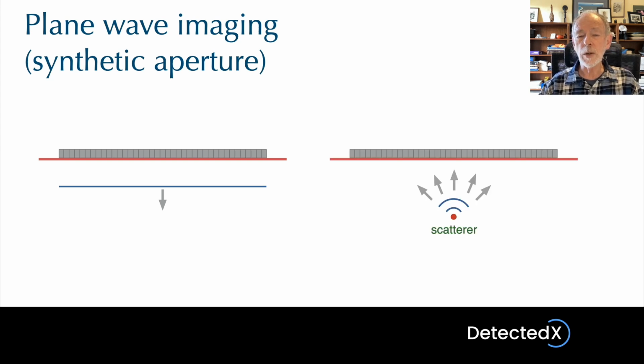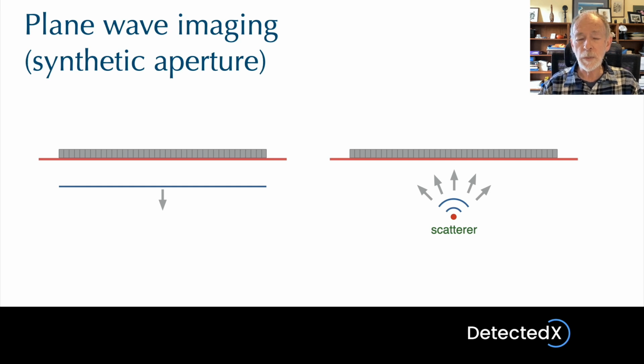On the right I'm showing one particular scatterer sending echoes back. The machine is going to receive the echoes on every single transducer element. Those echoes are going to arrive at different times, and by looking at the arrival times of the echo, the machine can calculate the exact location of that scatterer.